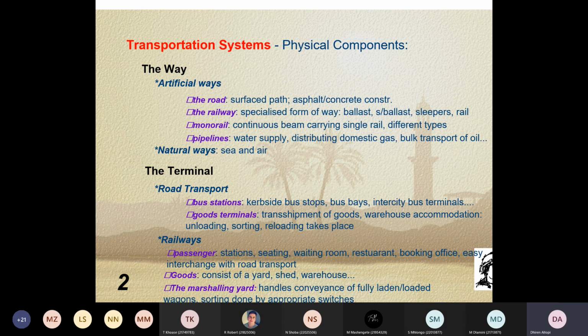But when it comes to railways, again, if we focus on the passenger, you have your stations, you have seating at your stations, maybe waiting rooms, maybe a restaurant. So depending on the level of service that's offered, booking offices where you can buy a ticket. And of course, that forms the interchange point from road to rail. You could have that as well.